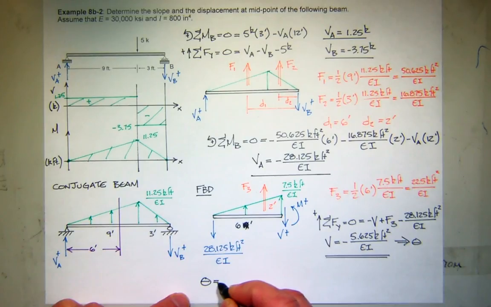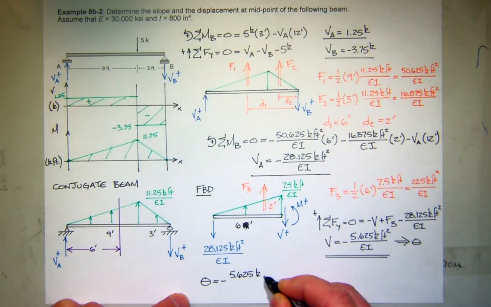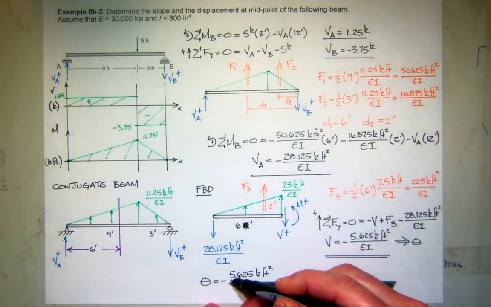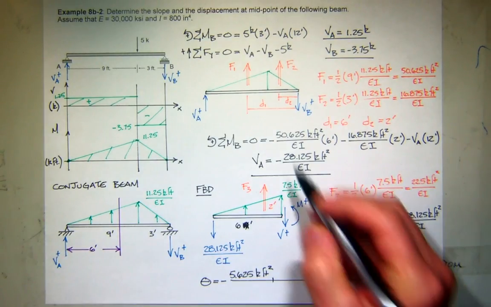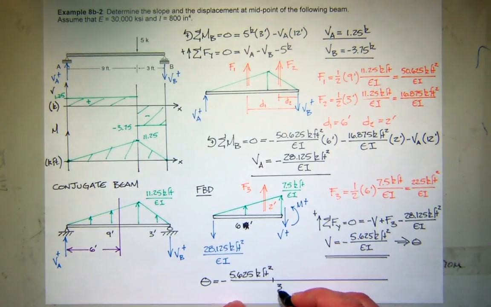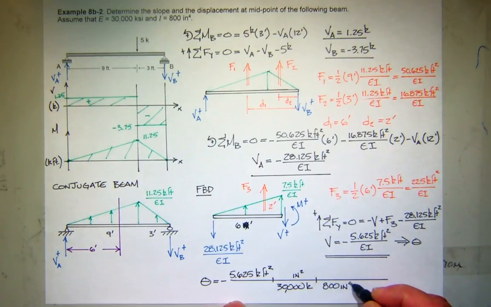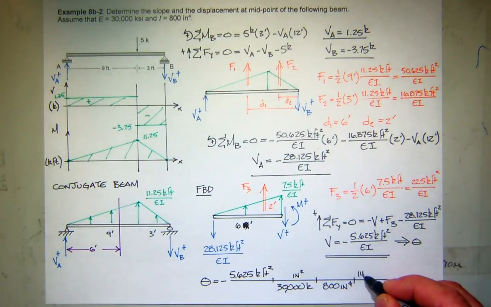So the slope is going to be that value, minus 5.625 kip-feet squared, and I need to divide it by E and I. E for this problem is 30,000 kips per inch squared. I is 800 inches to the fourth, and I need to convert this to feet squared. So there's 144 inches squared in a foot squared, and that 144 is just 12 squared.